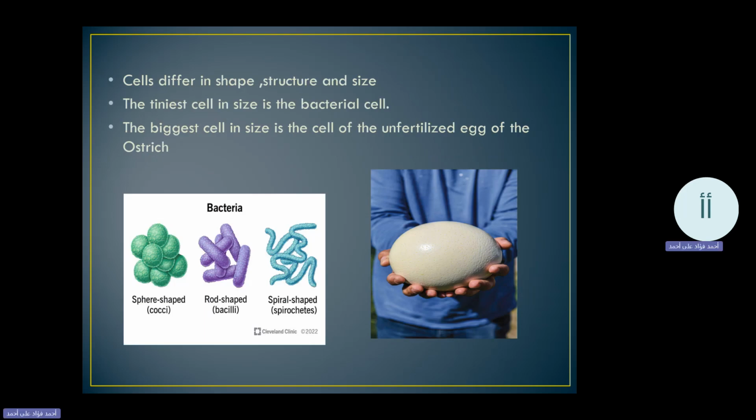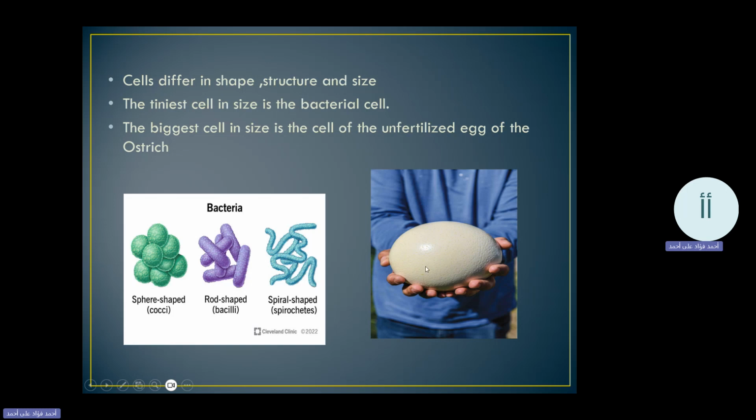As you know, cells differ in shape, structure, and size. The tiniest or the thinnest cell in size is the bacterial cell. As you see here, these are types of bacteria: spherical, rod, and spiral. These all are types of bacteria, and the bacteria are the thinnest type of cell. What is the biggest cell in size? As you see in this picture, the biggest cell in size is the unfertilized egg of the ostrich.